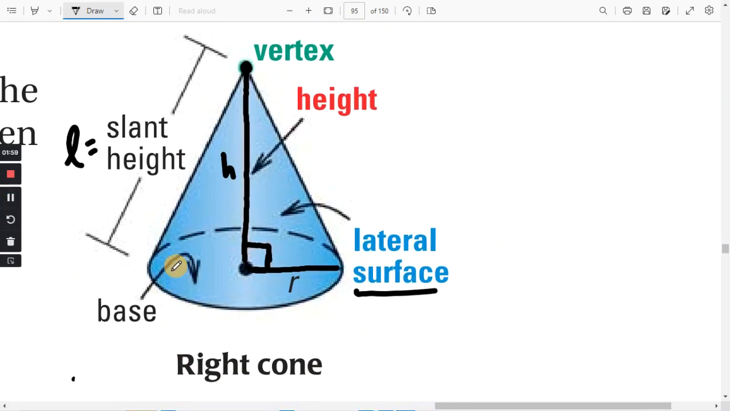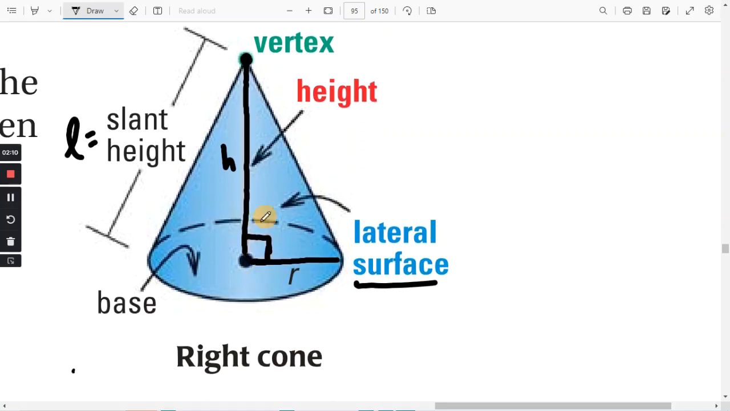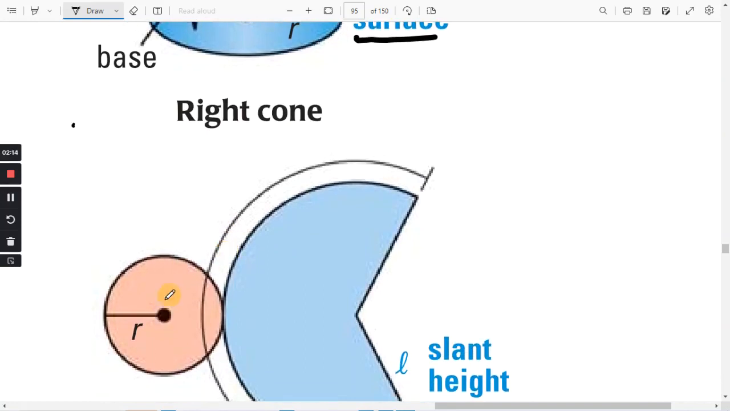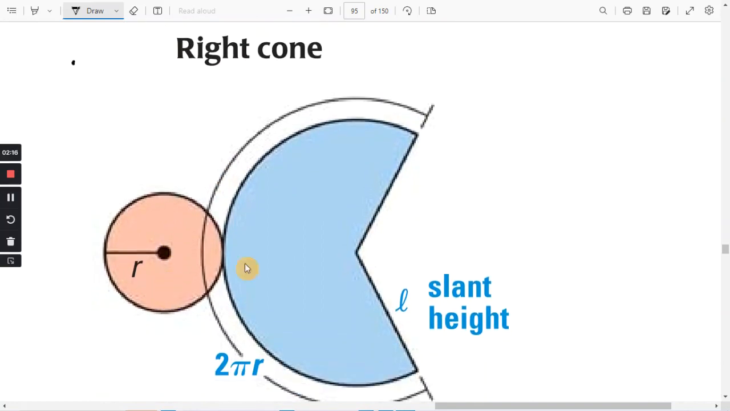Now, to find the surface area, we want to separate the lateral surface and the base so we can add them together. We know the area of this circle is just pi r squared. This circle, drawn here in red, is your base, and the radius is R.